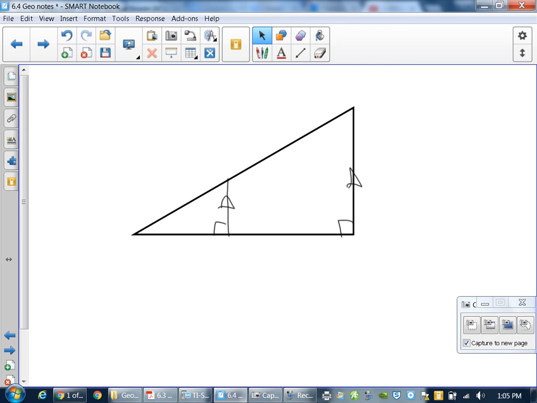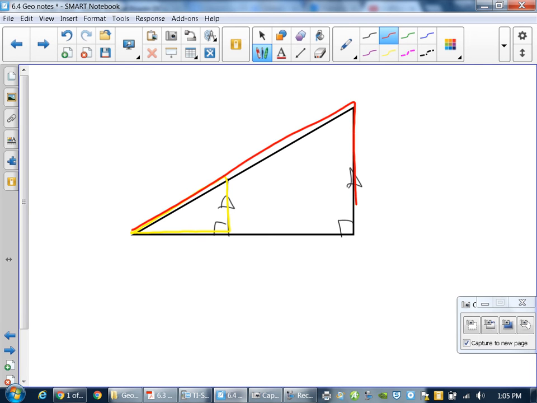Also, sometimes people notice this. Here's a small right triangle. Here's a large right triangle. What do those two triangles have in common, besides the right angle? Which other angle do they both have?